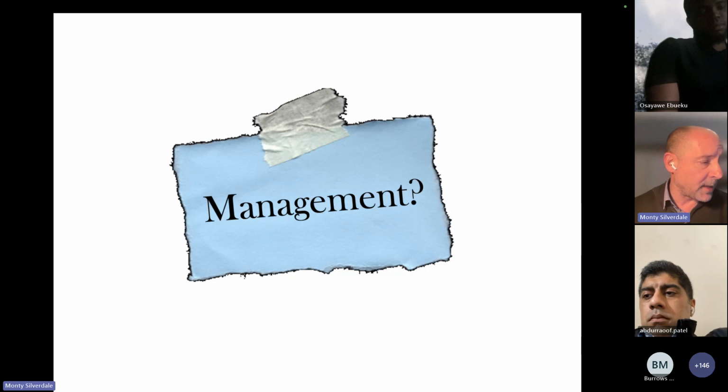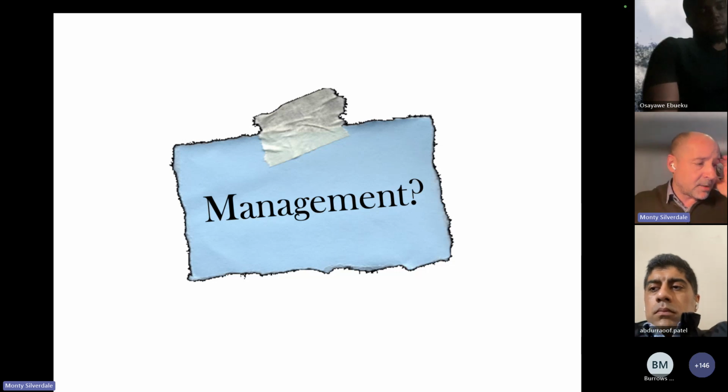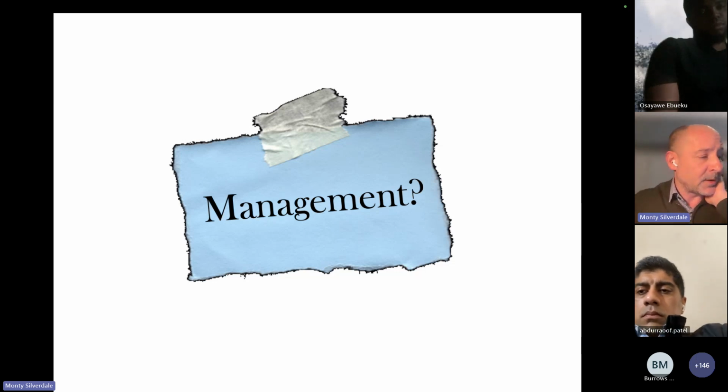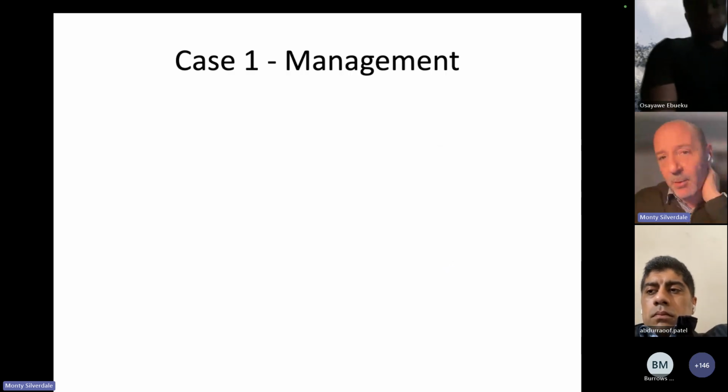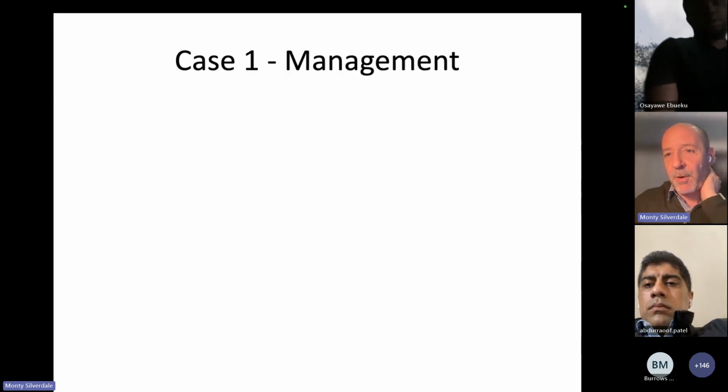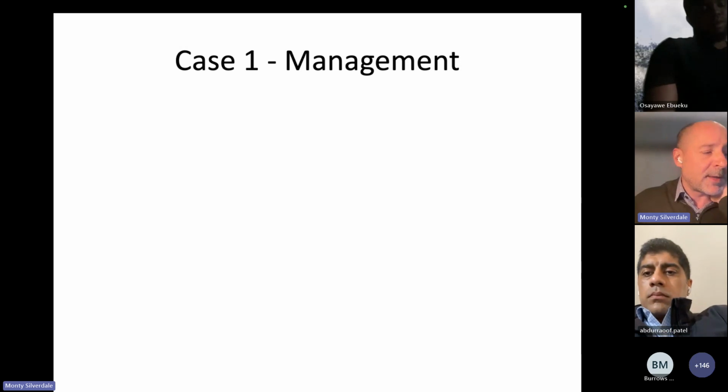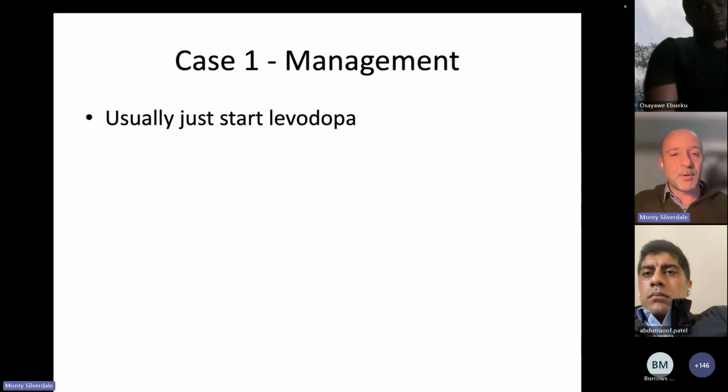Most people saying dopamine, so most people saying levodopa, and some people saying dopamine agonist to begin with. I think generally, I don't want to spend an hour talking about whether we should start with levodopa or dopamine agonists, but I think the jury is no longer out on that, and the vast majority of people would start with levodopa.